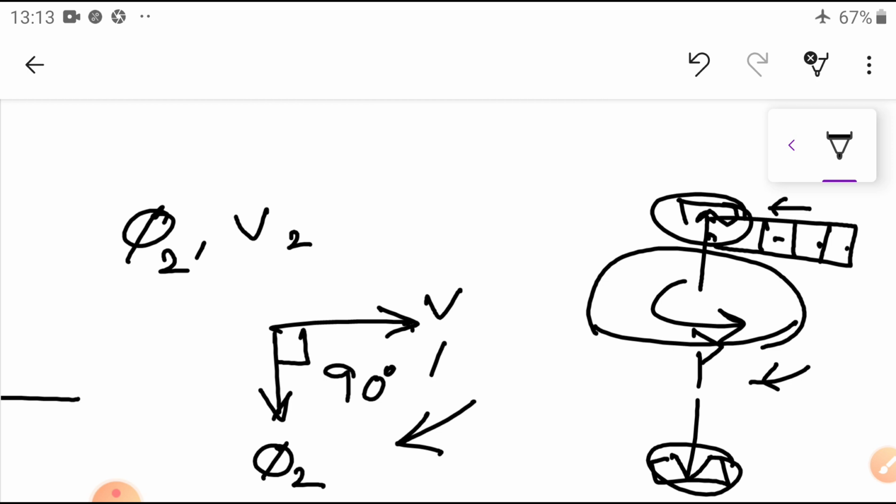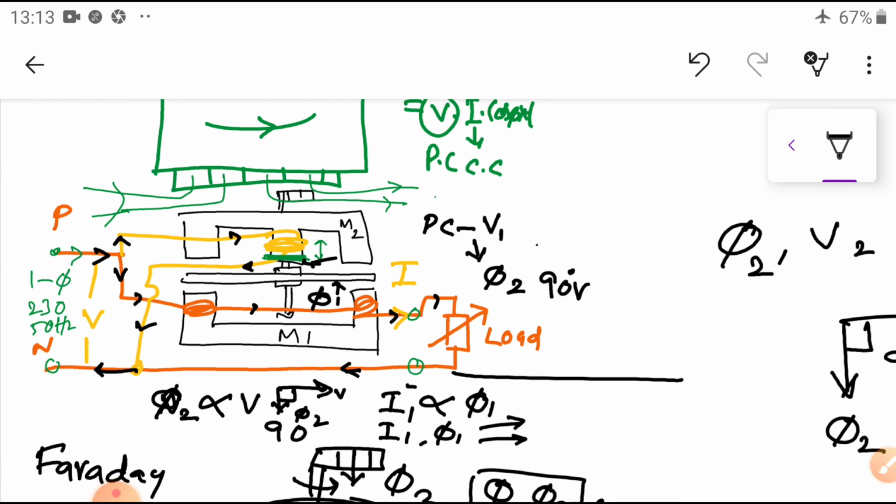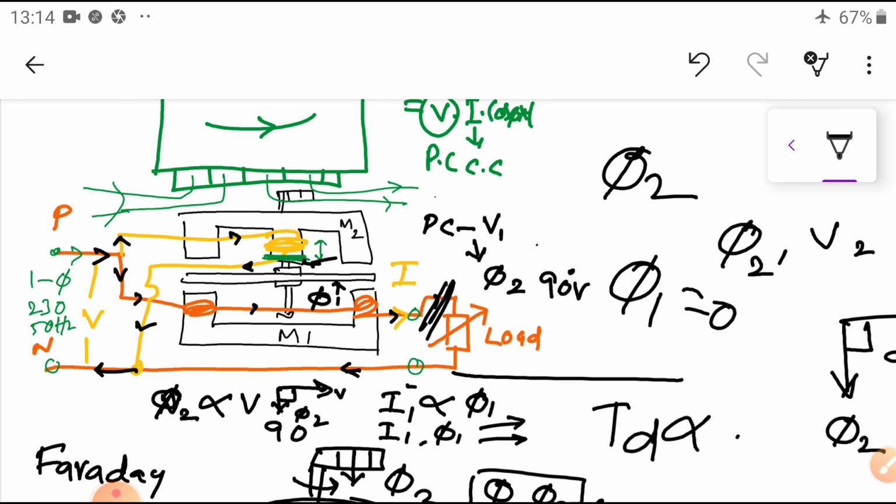And phase, you can see this is a phase error, the phase angle between the voltage and phi 2. Phase errors, friction errors. And sometimes there is a possibility, what happens here? Suppose there is no load, the switch is opened. Here the magnet phi 2 is present, but phi 1 is 0. What is the deflecting torque? Deflecting torque is directly proportional to phi 1 and phi 2. But here phi 1 is 0. Due to no load, the circuit is open, no I1 current is flowing, so flux is 0. Then deflecting torque should be 0.